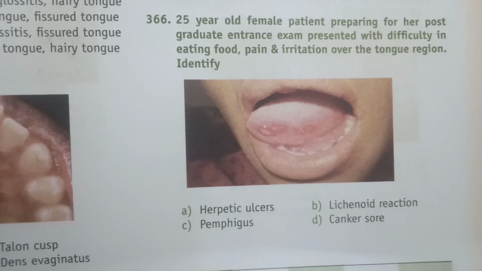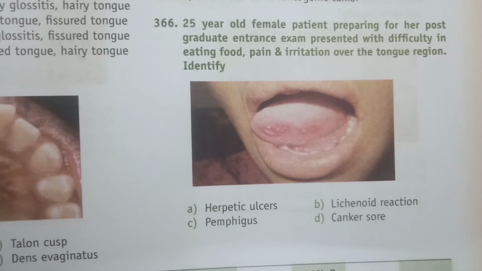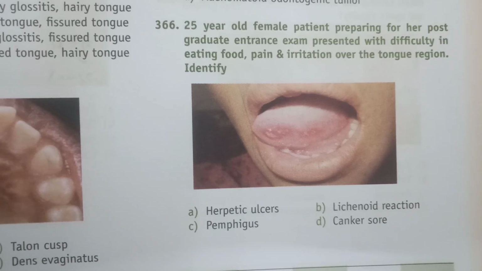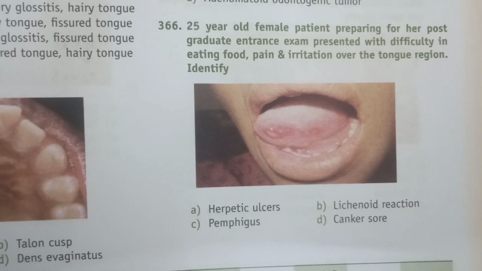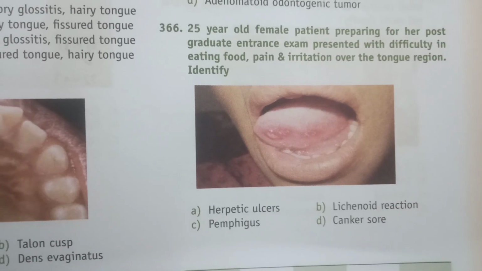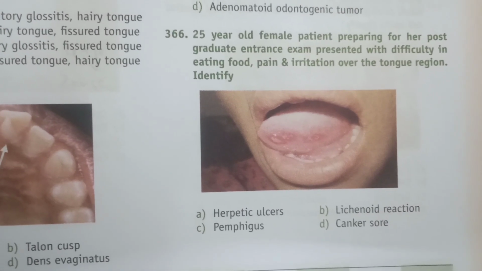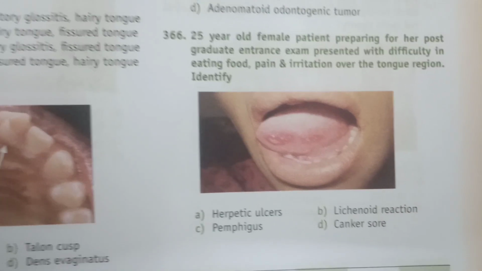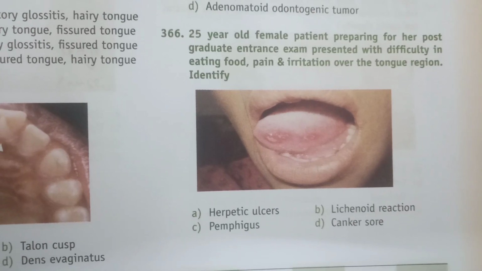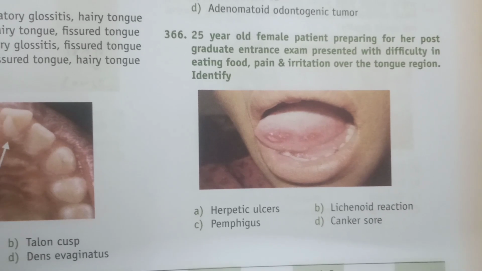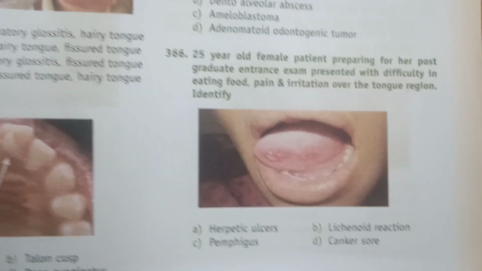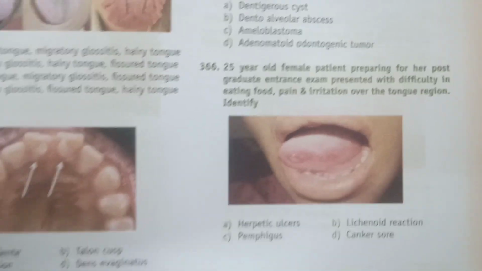Now we'll see what the options are. Herpetic ulcers, lichenoid reactions, pemphigus, canker sore. So the answer must be canker sore. It's a variant of aphthous ulcer, recurrent aphthous minor. So the answer is, as per the answer key, yes, it is D, canker sore. This is a very easy question but important also. Now we'll go to the next question.